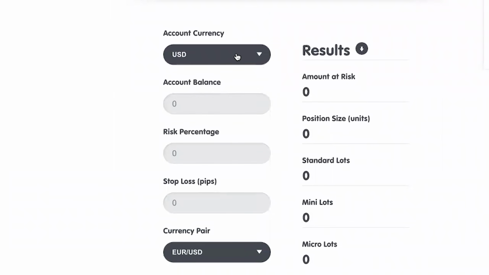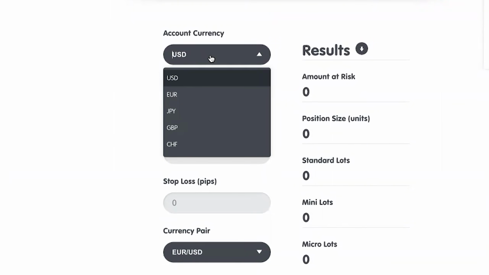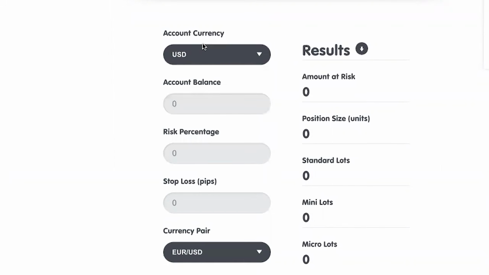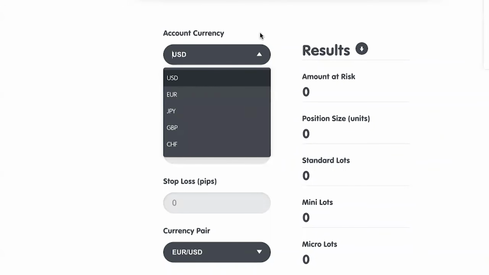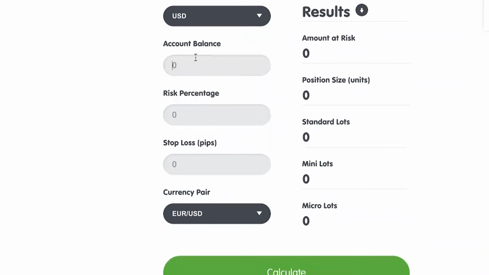It's pretty simple. So you're here, you have to select the currency of the account which you have right now. But I'm using a USD. I think almost everyone should have a USD account. But if you don't, select the currency which you're using, then you have to put in your account balance. So since we'll be using $1,000 as an example, I'll just go ahead and put $1,000 there.